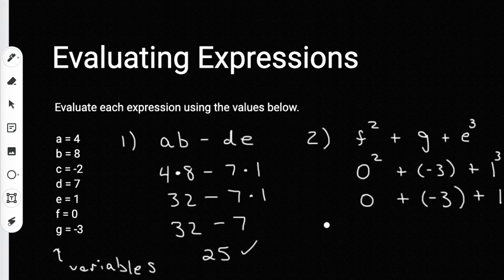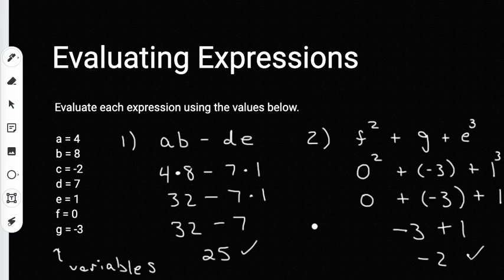So now I have addition to do. I have 0 plus negative 3. That's going to give me negative 3. And I bring down the plus 1. And now I have negative 3 plus 1, which is negative 2. And I'm done. So once you run out of steps to do when you do your order of operations at the end, that's going to be your final answer.